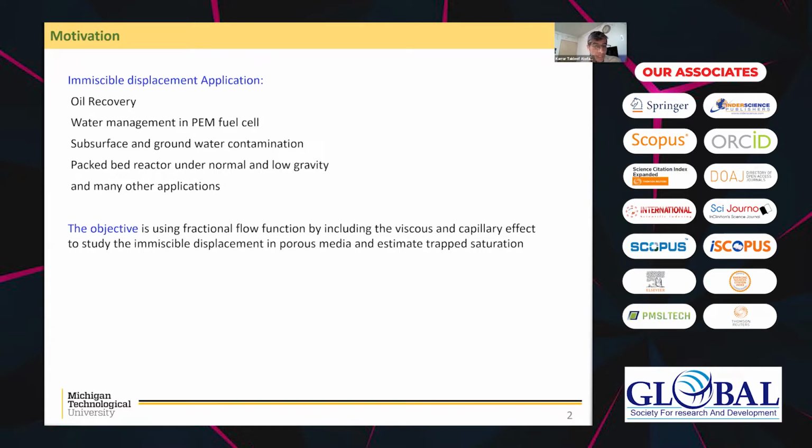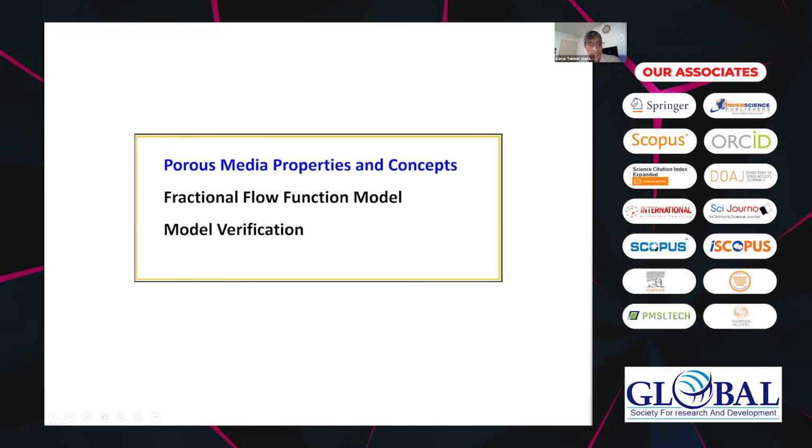So the objective of this study is to use a fractional flow function, including the viscous and capillarity effects, to study immiscible displacement and estimate entrapped saturation. Before going to this model, there are some properties and concepts that are important to understand.